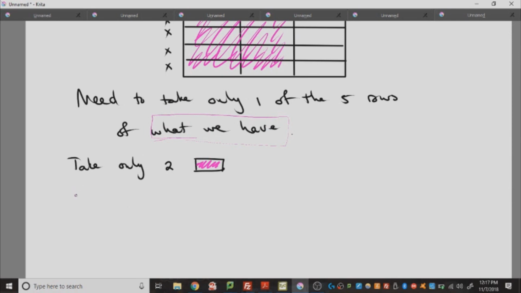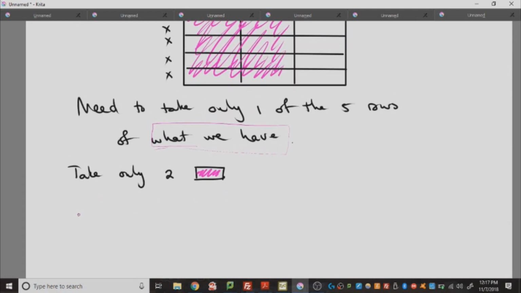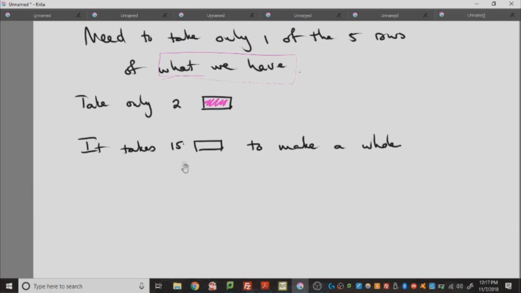So our answer is, oh, I keep missing that sentence, I'm sorry. Backtrack. You can't be surprised. It takes how many of these little pieces in general to make one whole rectangle? It takes 15. We've only taken 2, so our answer therefore is 2/15ths.